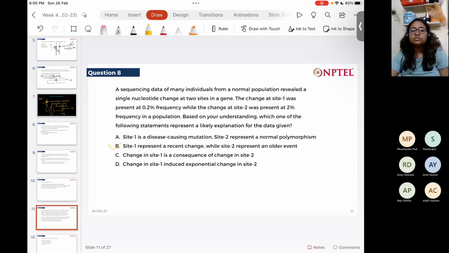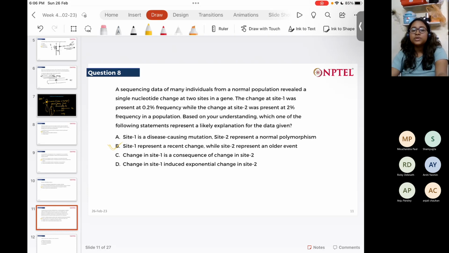So to get clear, in this question, first of all, we are not told what is the phenotype of the people having the change at site 1. Since we don't know the phenotype, we can't easily come to the conclusion that it is a disease-causing mutation. The second thing, that site 2 represents a null polymorphism, that conclusion is related to this one. So it is not possible to go to that conclusion.